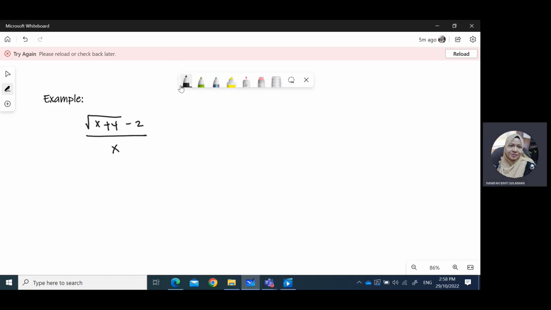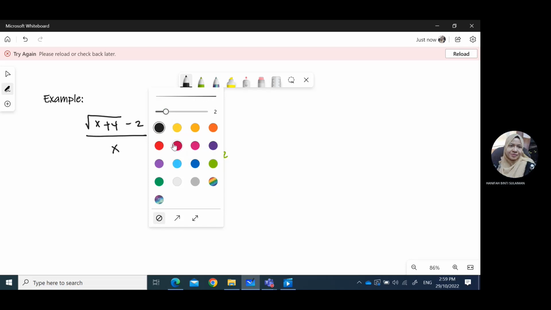Okay, so here we have this expression, which is square root x plus 4 minus 2 over x. Now we want to apply conjugate radicals, which is square root x plus 4 plus 2 over square root x plus 4 plus 2. Right. So for this context, we need to multiply with this fraction.